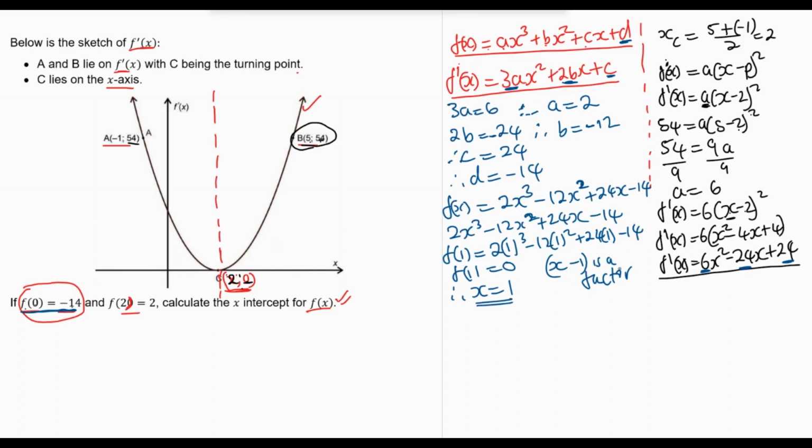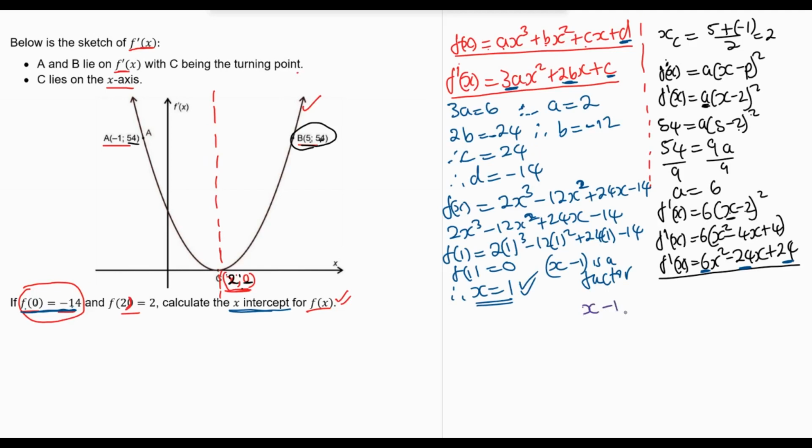You can then use long division to find the other factors. We can use long division to find if the other factors are there. But the question says, calculate the x-intercept. So most probably, this is our only x-intercept. Okay, this is our only x-intercept. But let's just check for interest's sake. So we can use long division. Let's use the long division.